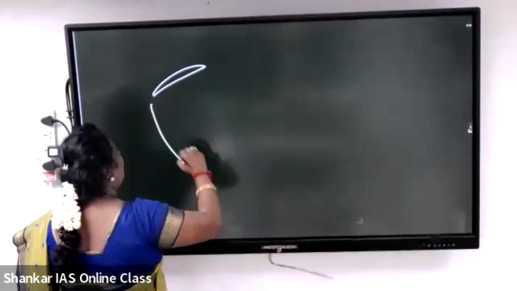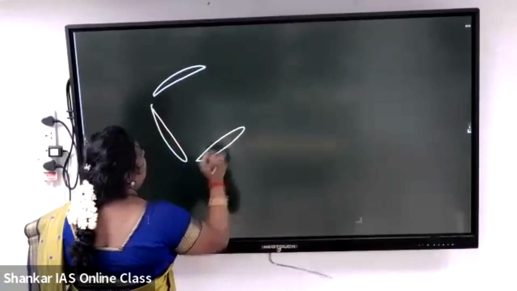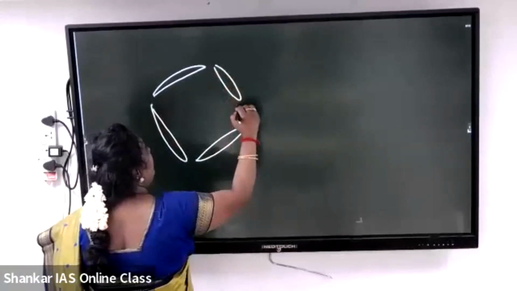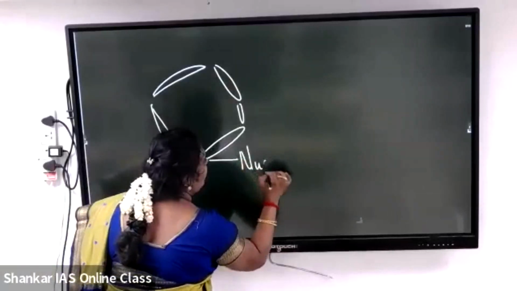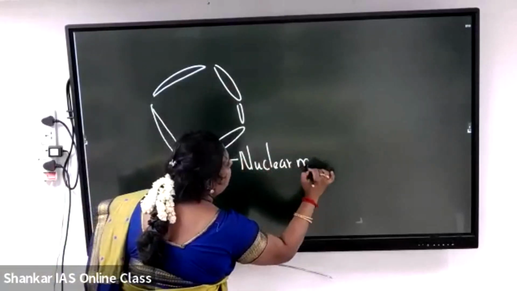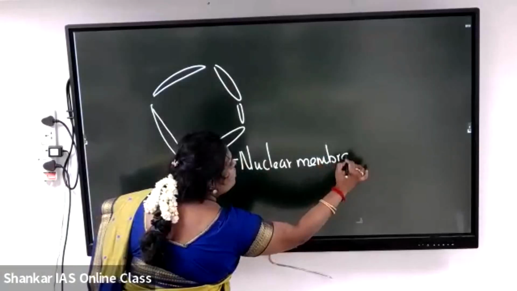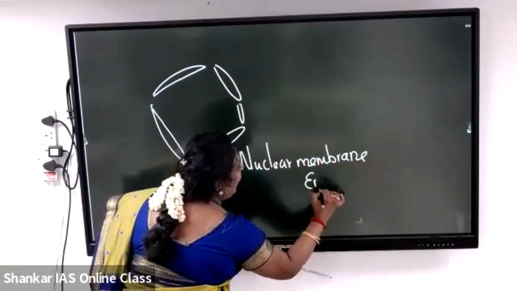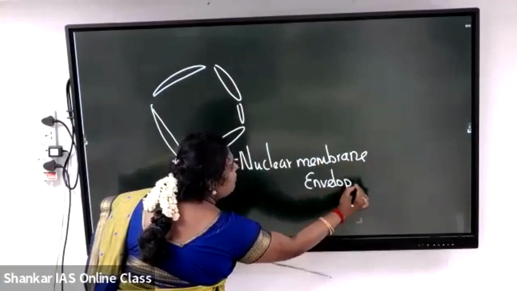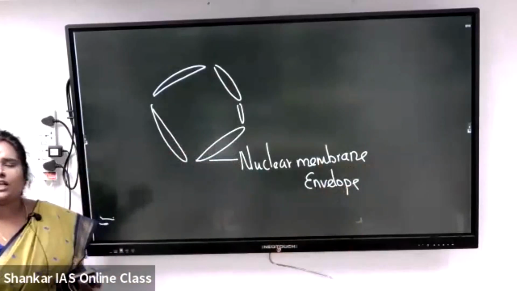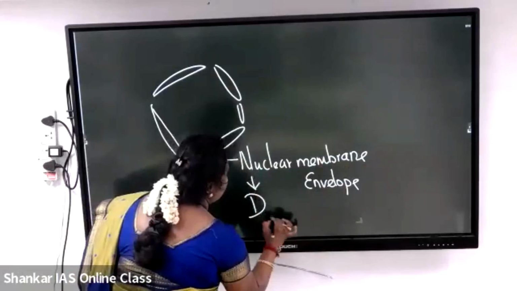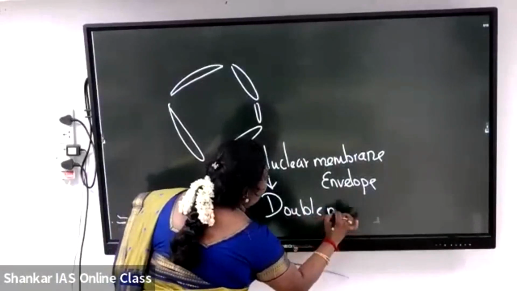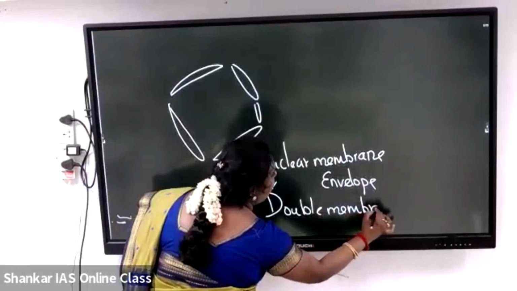So this is how a nuclear membrane looks. A nuclear membrane is nothing but a double membrane. Nuclear membrane is also called the nuclear envelope. So what type of membrane is it? Is it a single membrane or a double membrane? Obviously, it is a double membrane. Is it clear, students, what the nuclear membrane is?